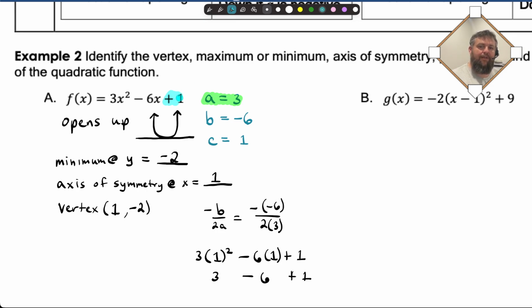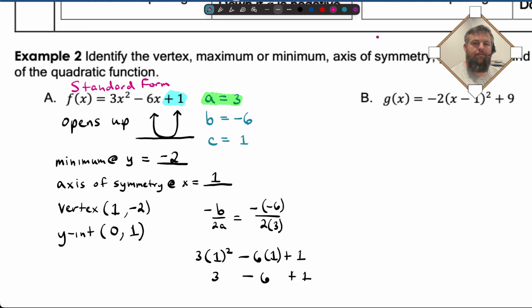Now, the last part that we need is the y-intercept. Since we're in standard form, as long as you have all three parts together on the same side, with your constant and the x squared part, you already know what the y-intercept is. So in this case, it is (0, 1). And that is finding all of the attributes of the quadratic given standard form. So this function was specifically standard form. Okay. In the next video, I will cover vertex form.